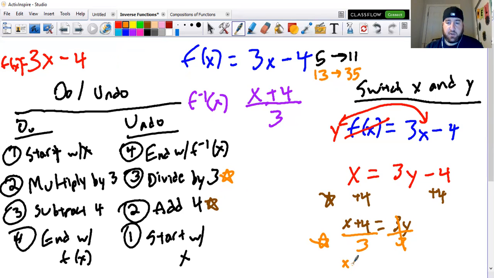Again, this is going to be a little small, so pardon me. x plus 4 over 3 equals y. And again, the last thing I want to do is replace the y back with function notation, but it is now our inverse notation. So our inverse function is x plus 4 divided by 3, which is what I had up there, and I just realized I didn't have an equal sign there. All right, so there's the second example.